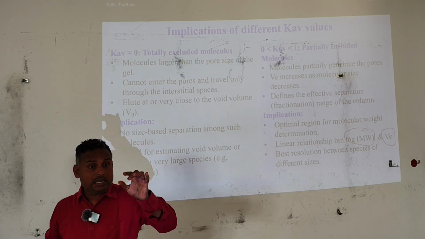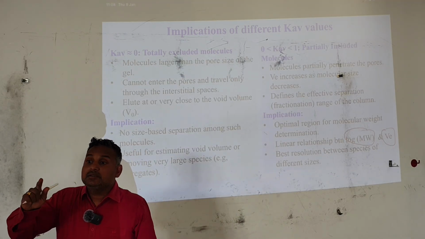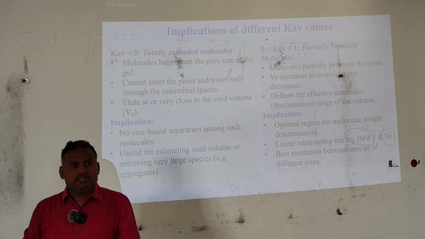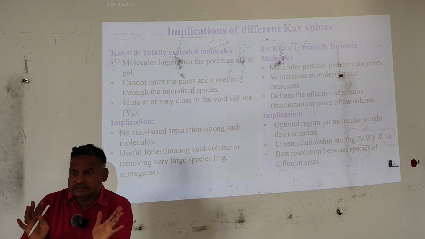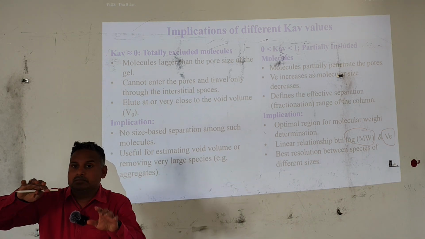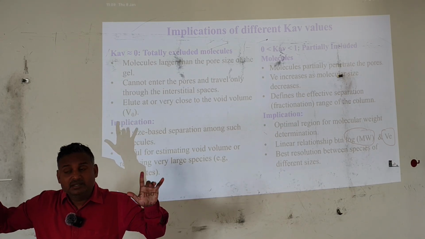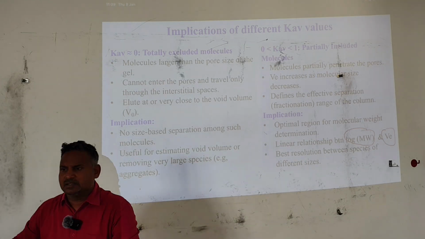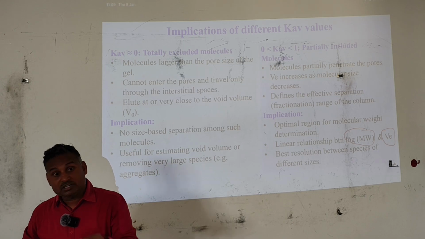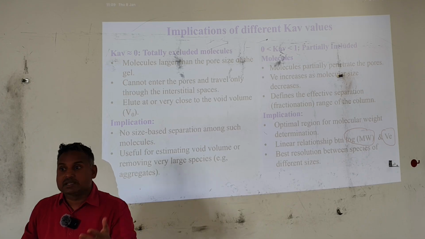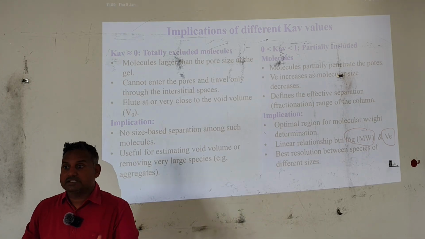KAV 0 is also not good, KAV 1 is also not good. If KAV is 0, all the large molecules, which have sizes larger than the pore sizes, will not get separated. If KAV is equal to 1, some molecules will remain in the column without coming out, particularly smaller molecules. That means you will be missing some of the components in the column.